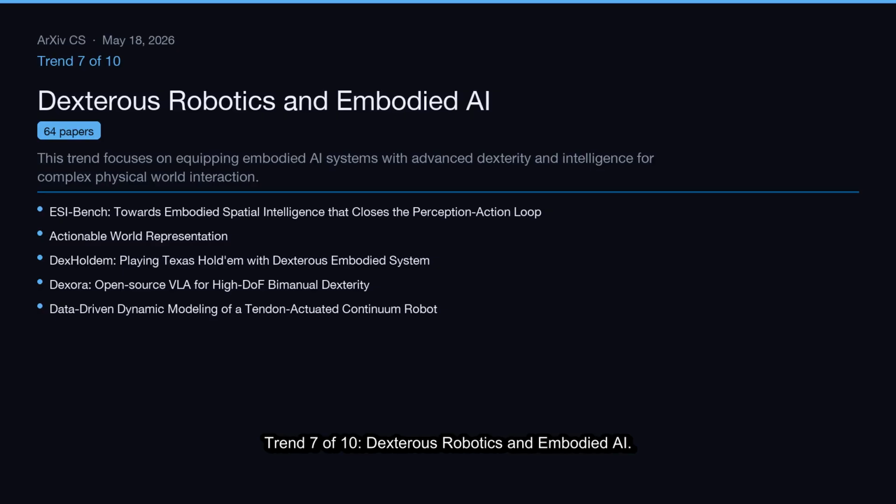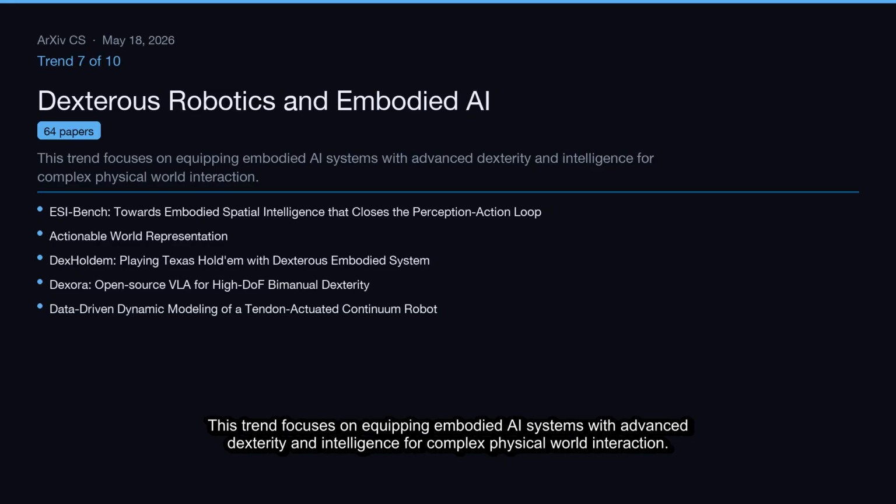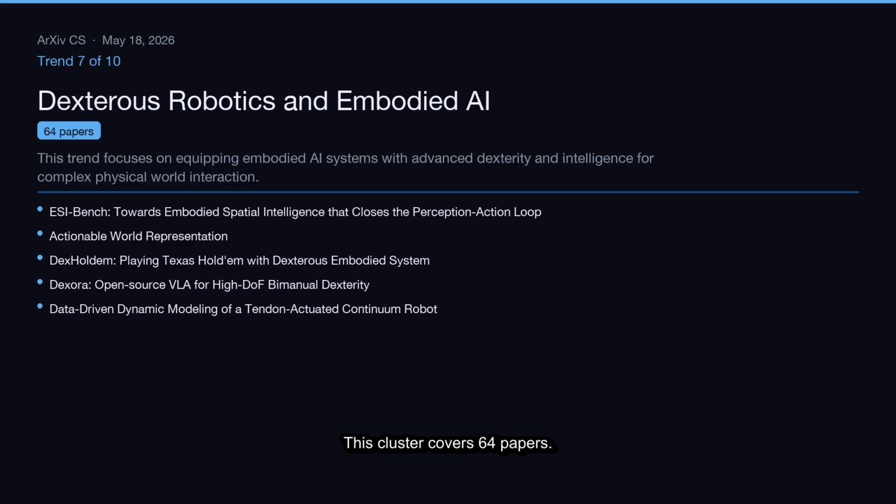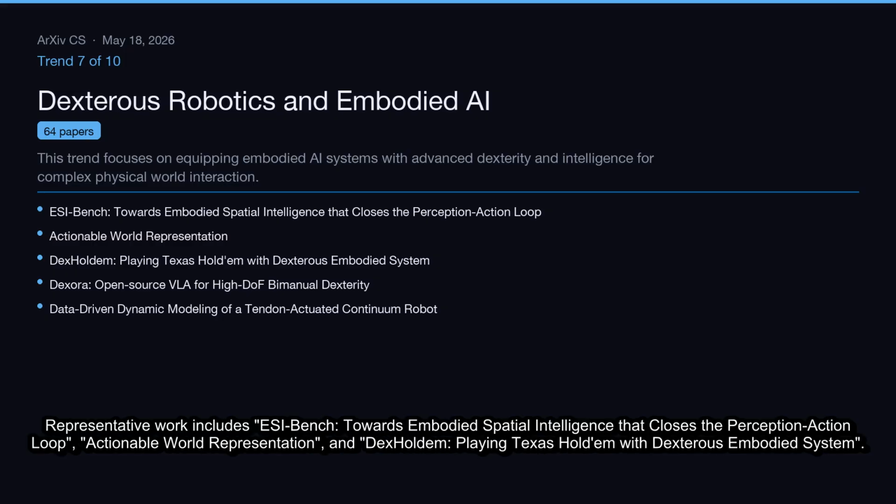Trend 7 of 10, Dexterous Robotics and Embodied AI. This trend focuses on equipping embodied AI systems with advanced dexterity and intelligence for complex physical world interaction. This cluster covers 64 papers. Representative work includes ESI Bench, towards embodied spatial intelligence that closes the perception action loop, actionable world representation, and DexHold'em, playing Texas Hold'em with Dexterous Embodied System.